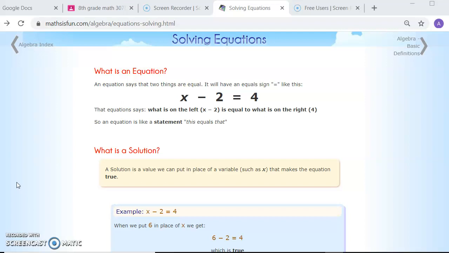Solving equations. What is an equation? An equation says two things that are equal. You have an equal sign, and for example, x minus 2 is equal to 4. That equation says what is on the left, x minus 2, is equal to what is on the right, 4. So an equation is like a statement. This, x minus 2 in this case, is equal to that, which is 4 in this case, right? And so when we have a problem like this, we are looking for a solution.